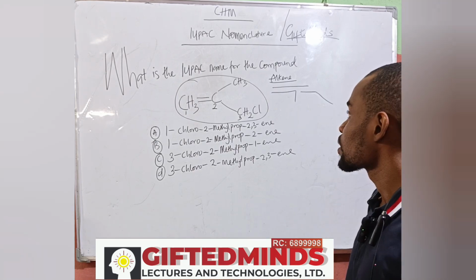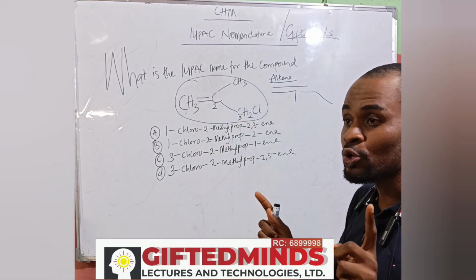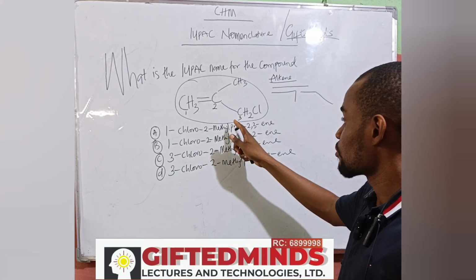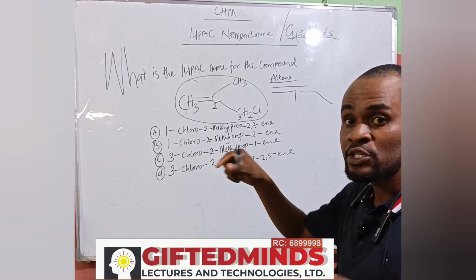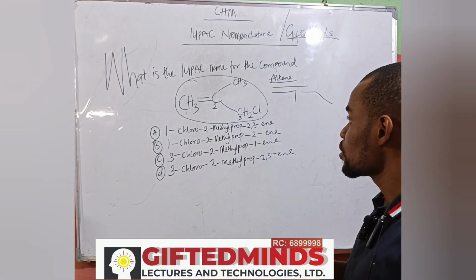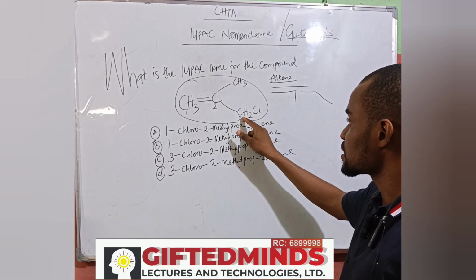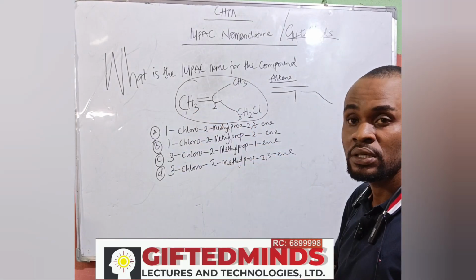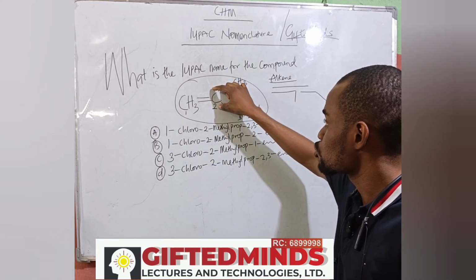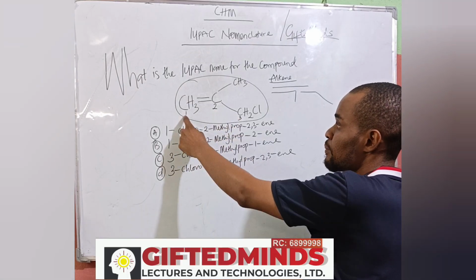Prop means 3 carbon. Now the reason why I count from this side is that no rule says you must start your numbering from the left hand side or from the right hand side. The rule says start your numbering from the direction that gives this bond the smallest number. So if I start my numbering from this place, 1, 2, 3, this bond is at carbon 2, and carbon 2 will show in the name. But if I start my numbering from this place, 1, 2, 3, now carbon 1 will show for the bond.